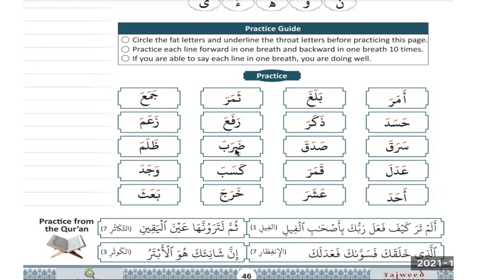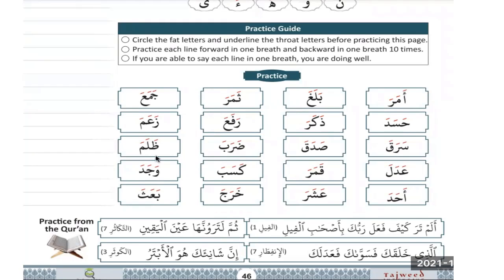Again, next, daraba. Dad is again from the 7 fat letters. Da, and then ra again with the fatha. So both are heavy sounds. Da, ra, and ba is a light letter, using our lips, the wet part of the lips. Daraba, ba.